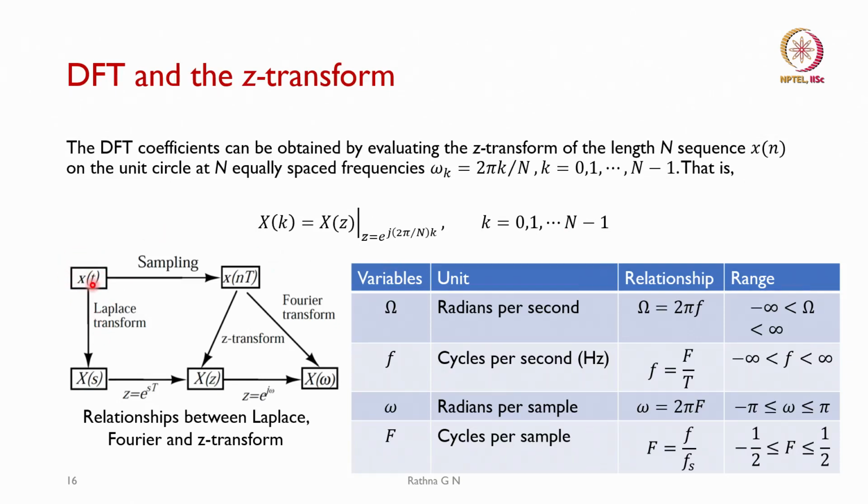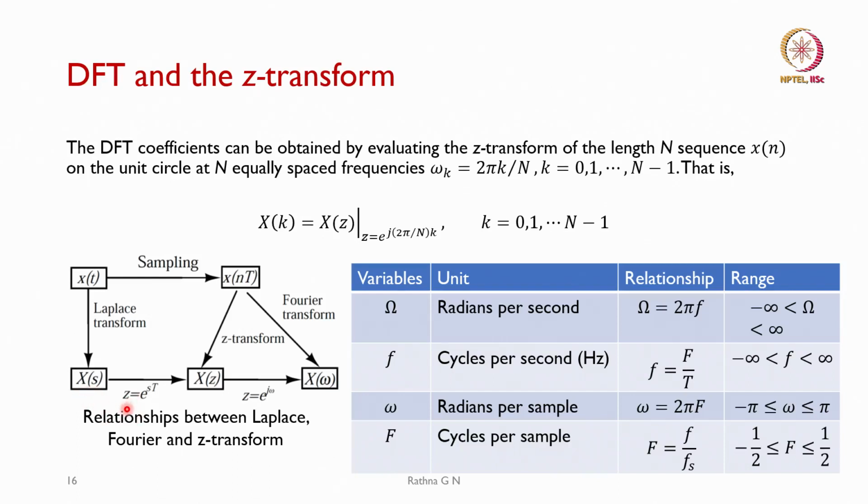X of t is my time domain. By sampling the signal, I enter the digital domain, that is x of nt. If I take the Laplace transform of the time domain signal, I go into the Laplace domain, which is represented as x of s. And then, how can I traverse to the digital z domain?